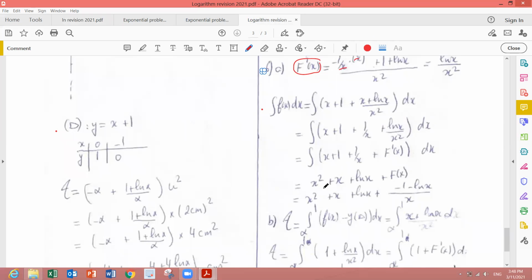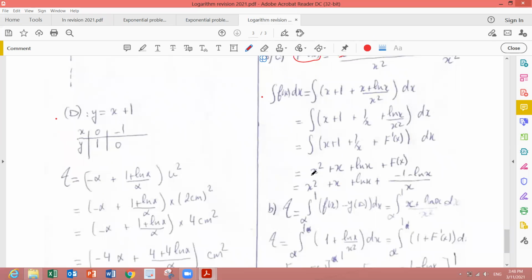Now the integral of x should be x squared over 2, plus x plus ln x, plus the antiderivative of f prime, which is f(x). It will be x squared over 2 plus x plus ln x plus (-1 minus ln x) over x.